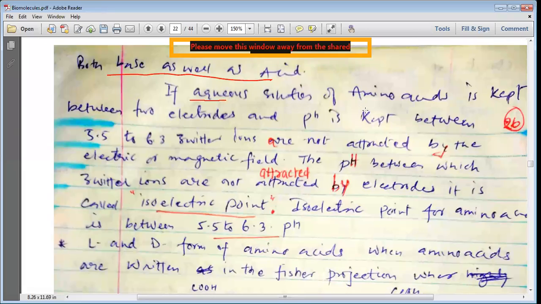If an aqueous solution of amino acid is kept between two electrodes.